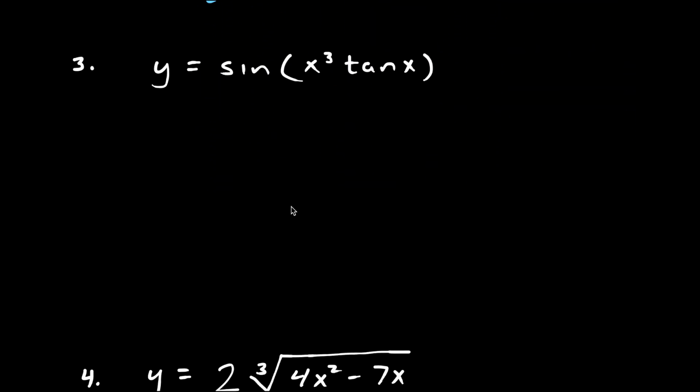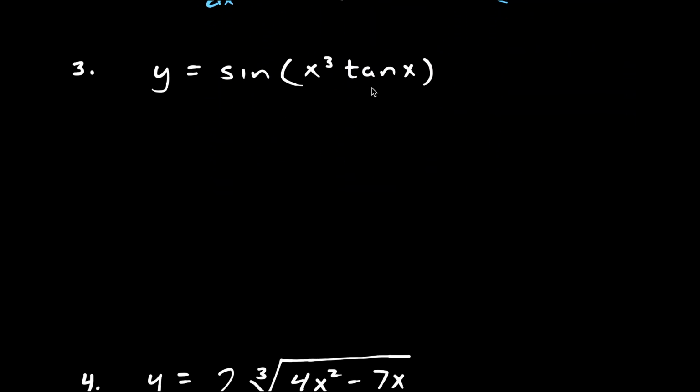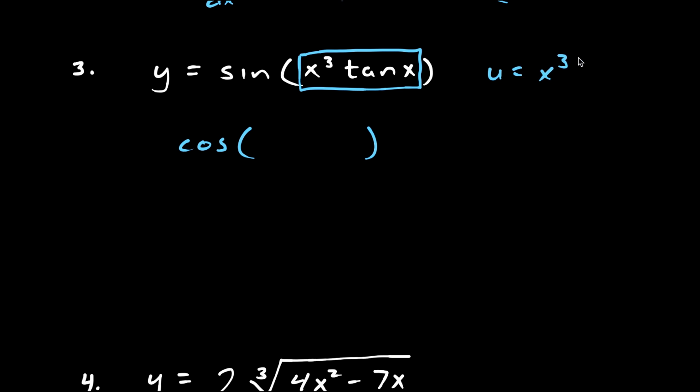Number 3, y equals sine of x cubed tan of x. So again, pretty obvious that our inner function is x cubed tan of x. So in this case, we can say that the derivative of sine is just going to be cosine of that function, which I'm going to leave blank for now. But then our u is x cubed tan of x. Notice we have a product here. So we're going to have to use the product rule to find this derivative.